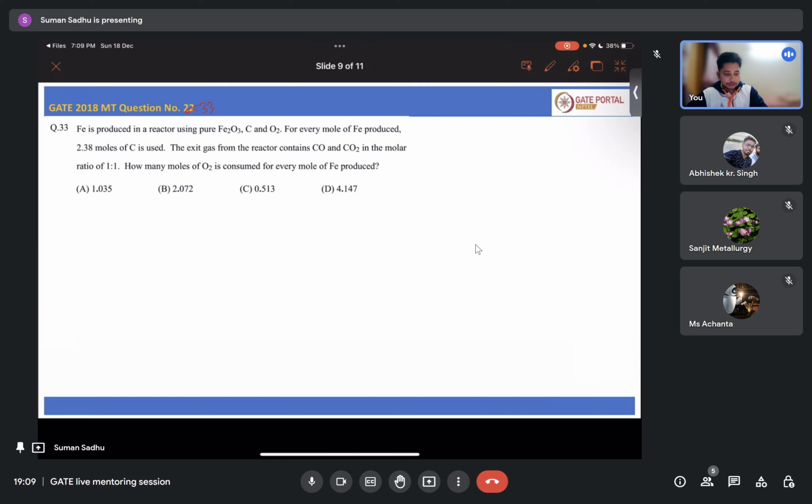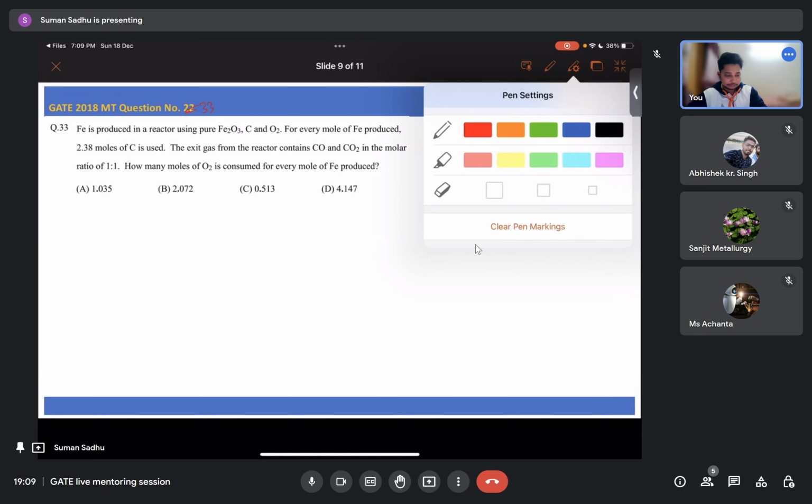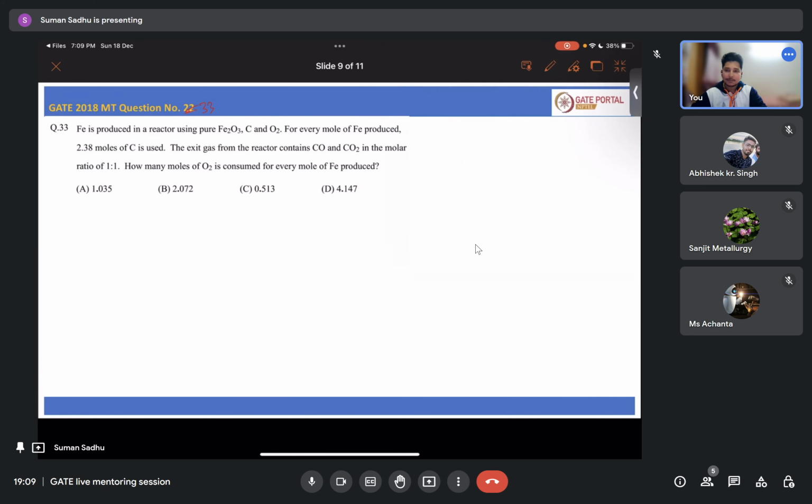So does anybody want to approach how to solve this? Let us go step by step. First tell me, what compounds or elements were there initially in your reactor? Fe2O3, carbon and oxygen, right? So this was your starting point.